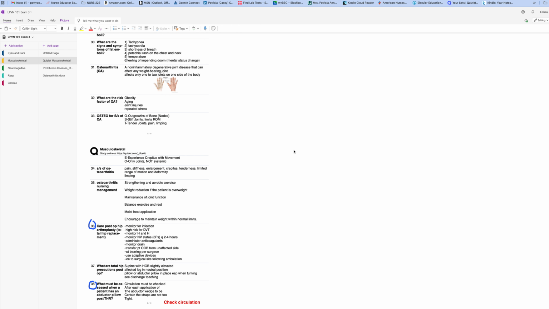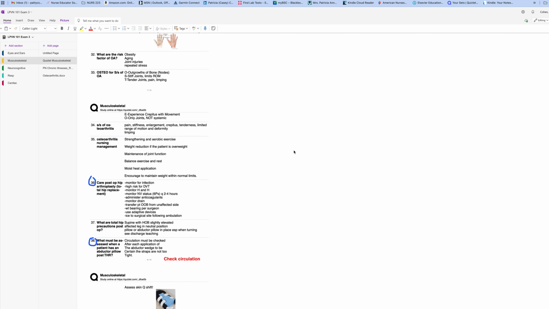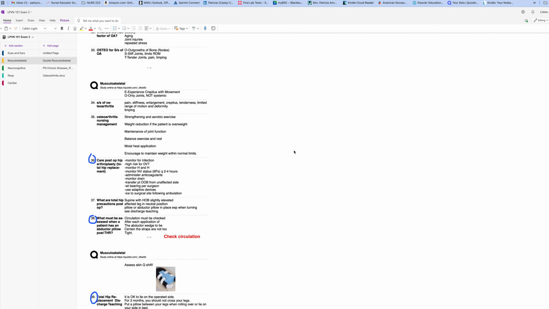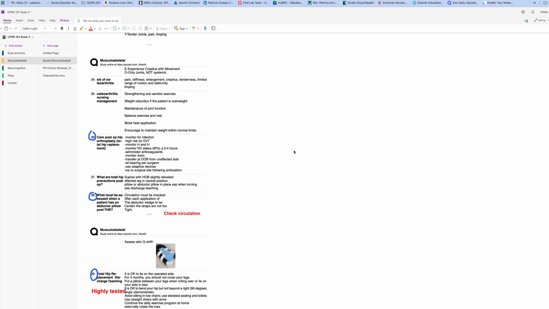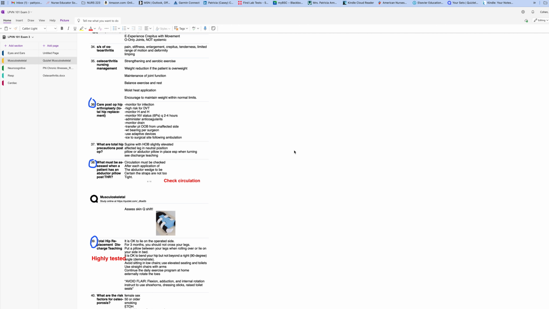Okay, nursing management: you're going to encourage them to do strengthening and aerobic exercise. Weight reduction if the patient is overweight, because that puts more strain on the joints. Okay, balance exercise and rest, and they must maintain weight within normal limits. Okay, post-op care after arthroplasty. So this is total hip replacement and total knee. You got to make sure you're reading your ATI book, your textbook, the chapters on musculoskeletal, because you got to know how to care post-op. It's going to be on your proctors, okay?